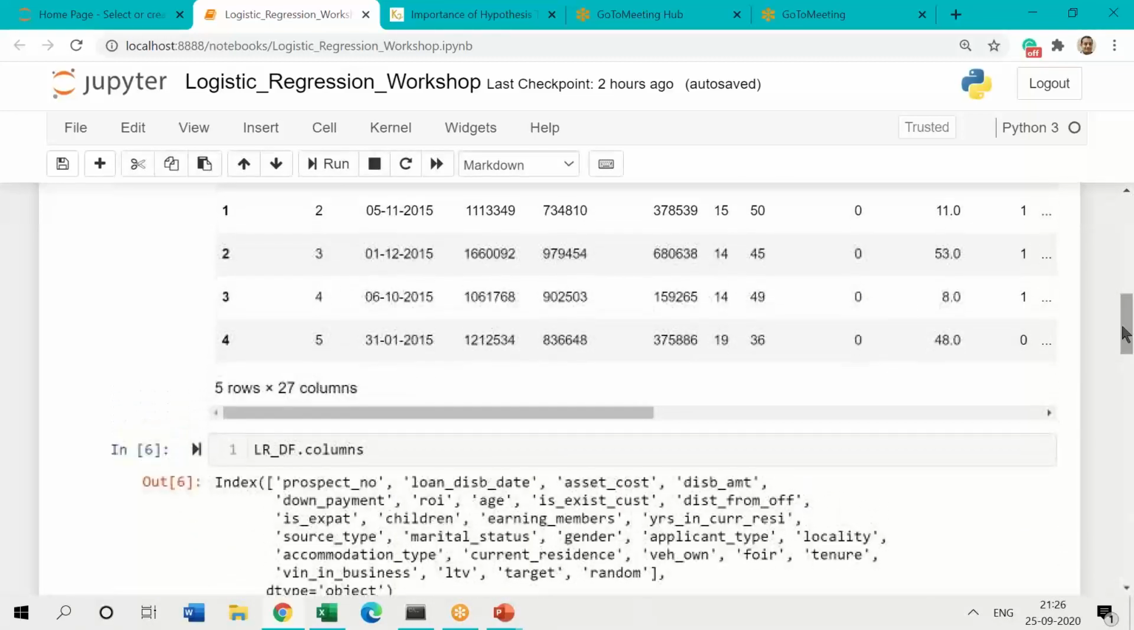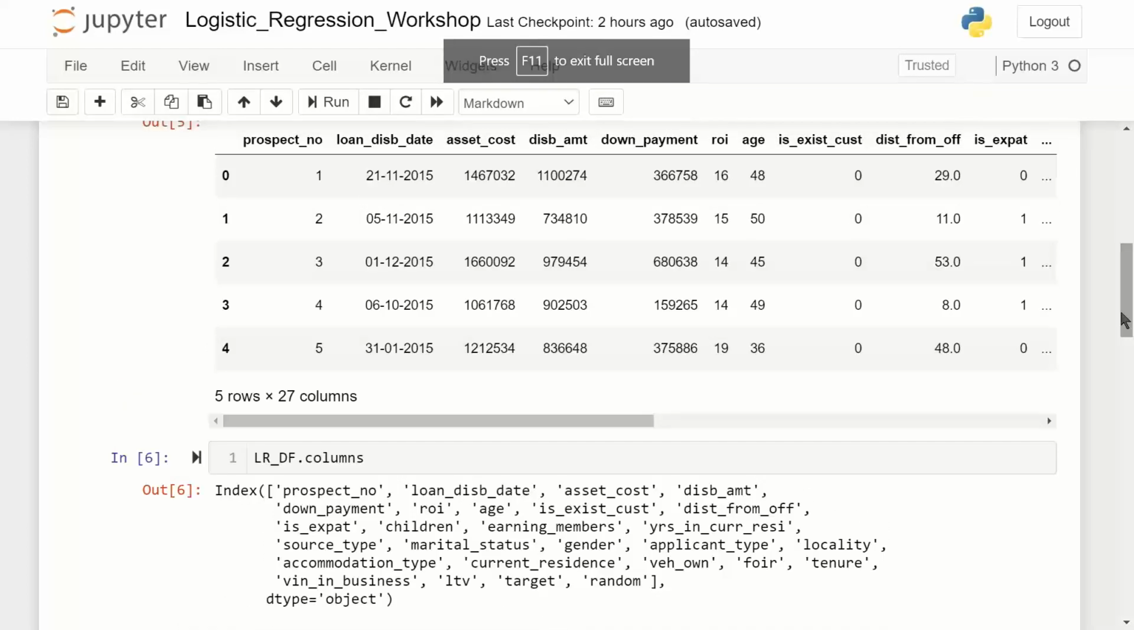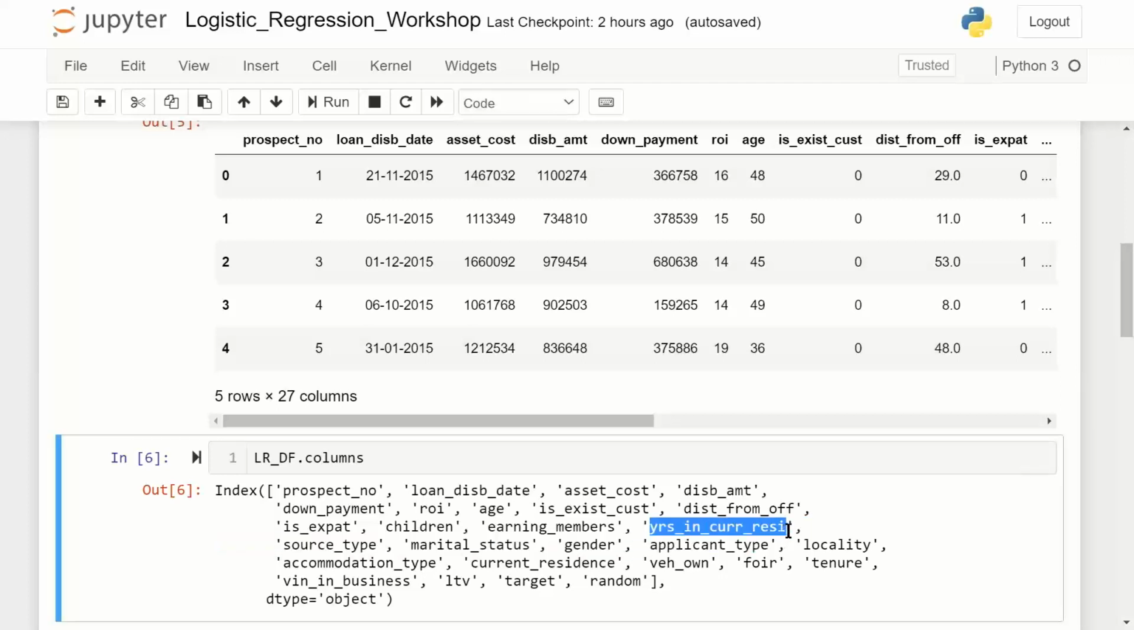These are my columns in the data set. What are we trying to predict? We are trying to predict the phenomena of default. Now let me take a variable: residence stability, years in current residence. One of the variables is how many months or years the customer who is applying for a loan has been in the current residence.